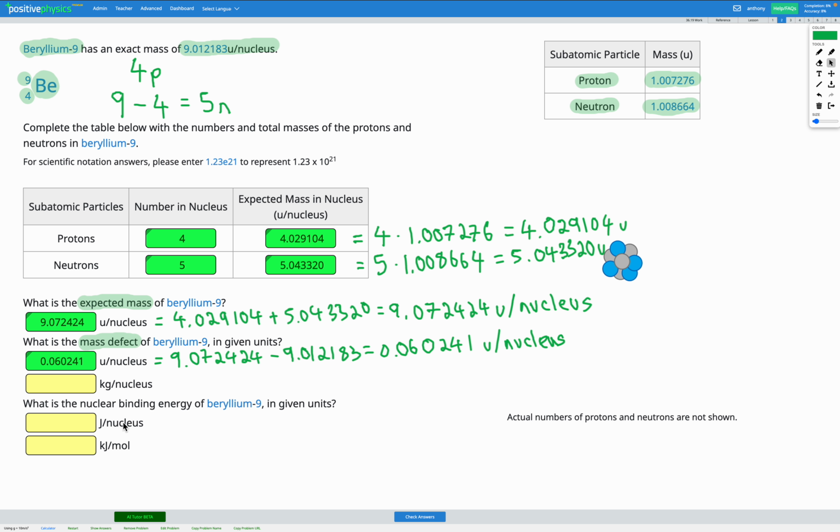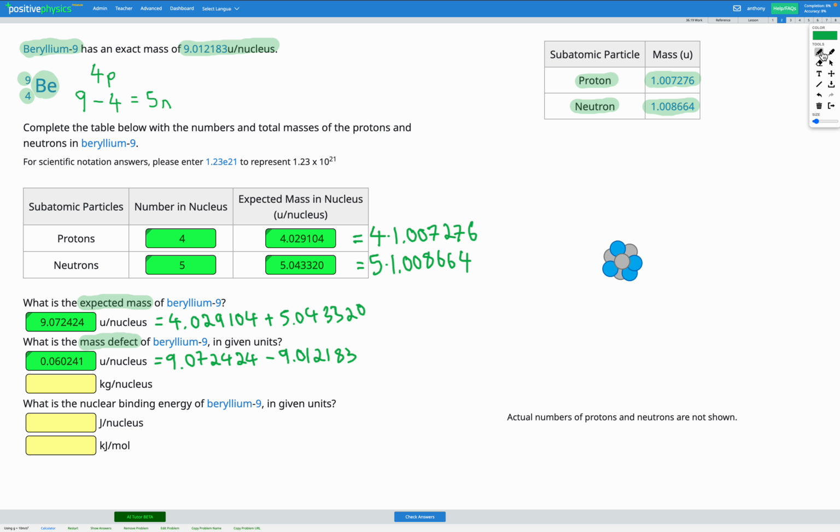Now we're going to need to calculate the nuclear binding energy. In order to do that, we're going to need our mass defect in units of kilograms per nucleus. So we're going to have to do a conversion here. Let's clear up some space. We're starting with 0.060241 U per nucleus, and we need to convert into kilograms per nucleus.